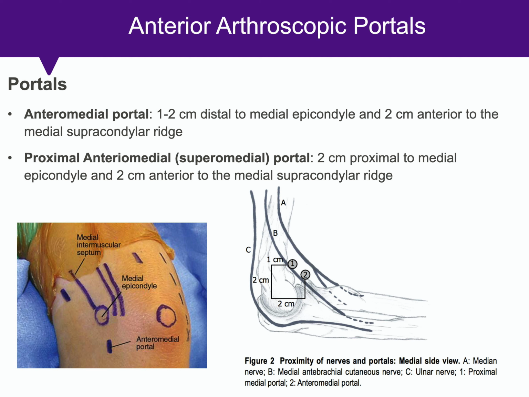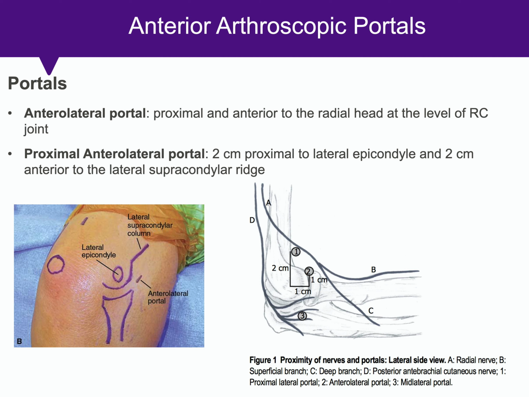On the lateral side, the anterolateral portal, which is right across the radiocapitellar joint, and the proximal anterolateral portal are the two most commonly used portals. On the lateral side, again, within the 2 centimeter territory, the more distal you are, the more likely you are to injure the radial nerve or the PIN. And the more posterior you tend to drift, you are more likely to injure the posterior antebrachial cutaneous nerve.